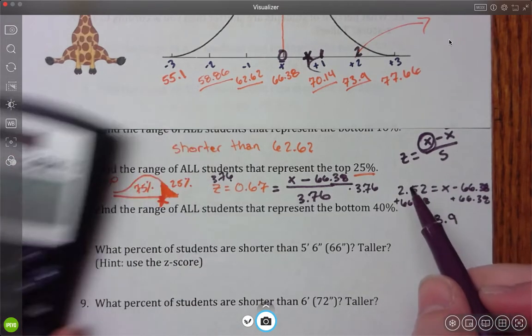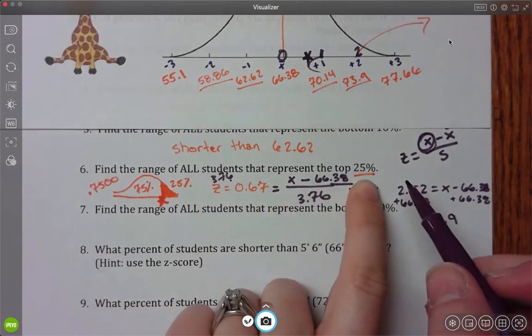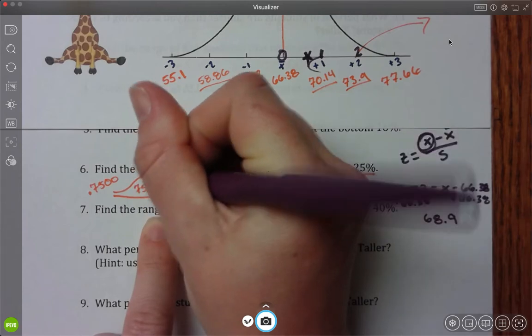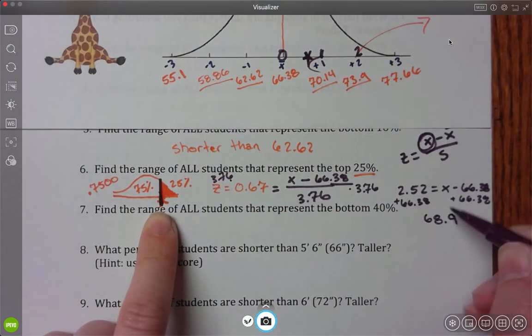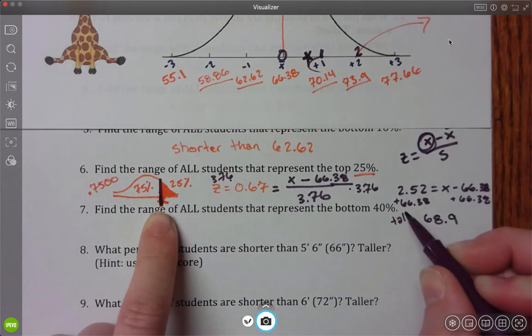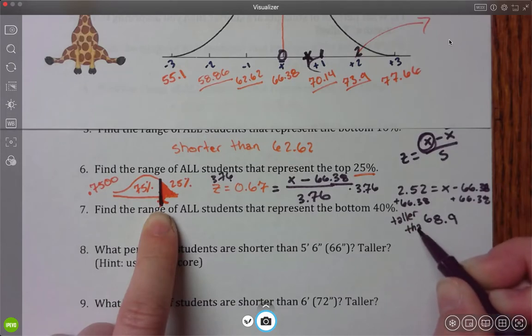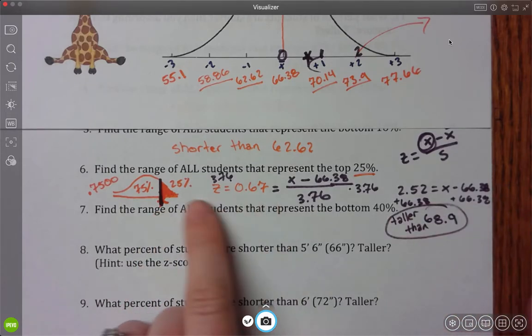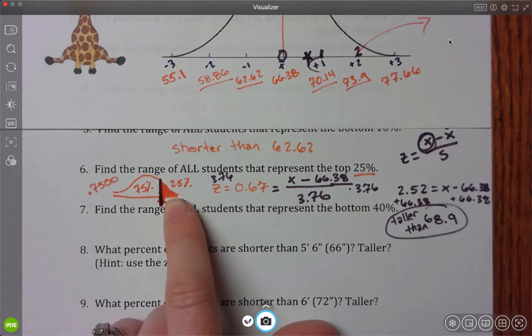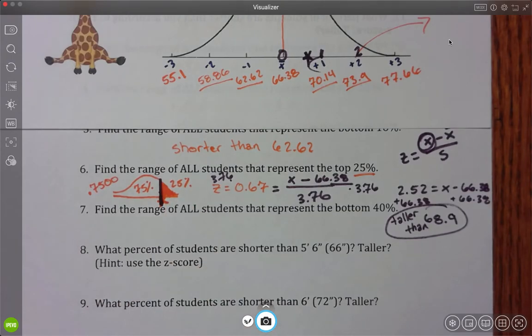So that gives 68.9. So find the range of all students that represents the top 25%. This marking right here is 68.9. So we would say anybody taller than 68.9 is going to represent the top 25%. So you're in the tallest fourth of all students, basically, is what that's saying.